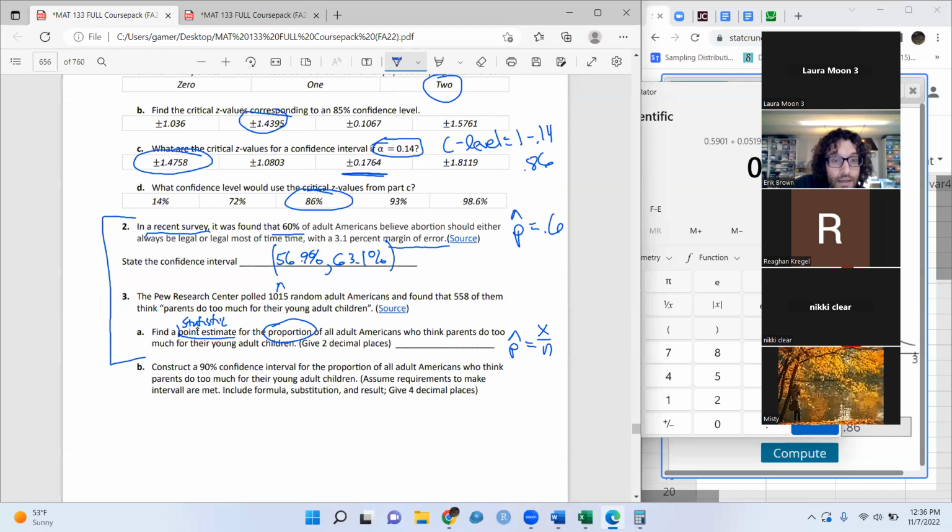So N is the number of people we talk to. X is the characteristic of interest, or the success rate. And then I think Misty's got the answer there in the chat. It's the 0.549. How do y'all feel about that?